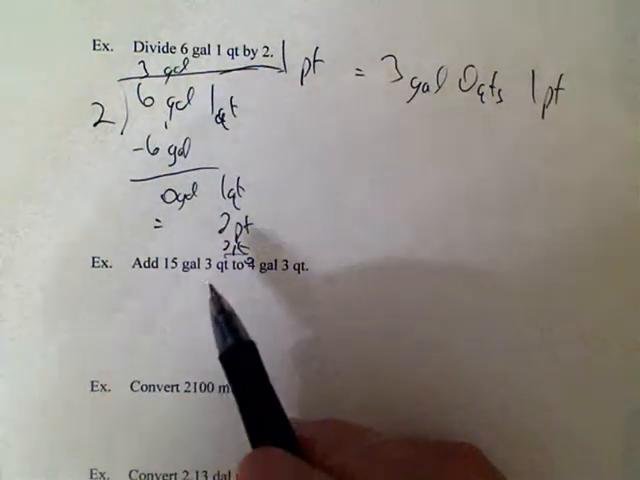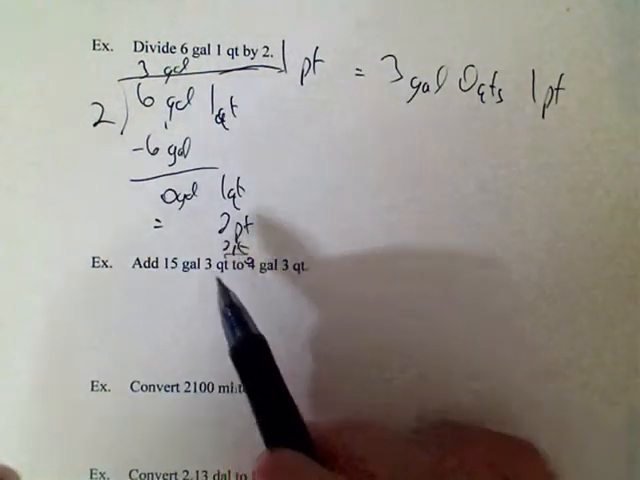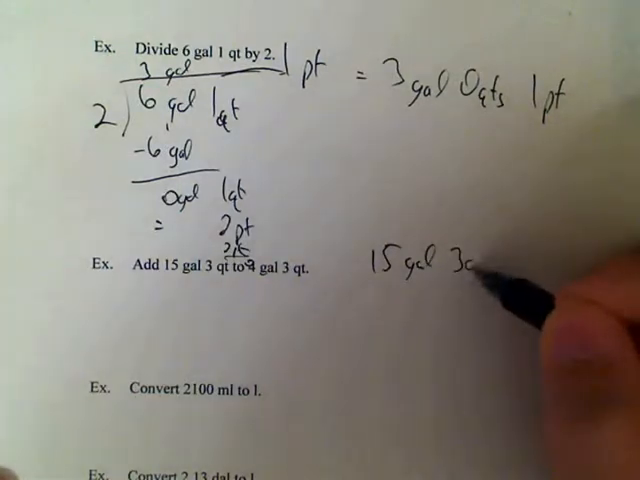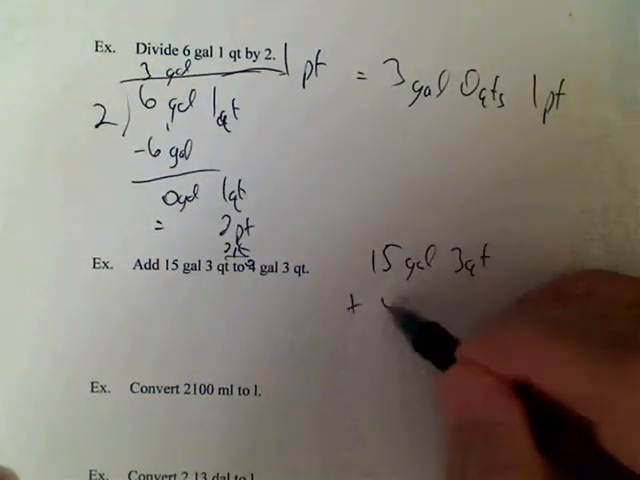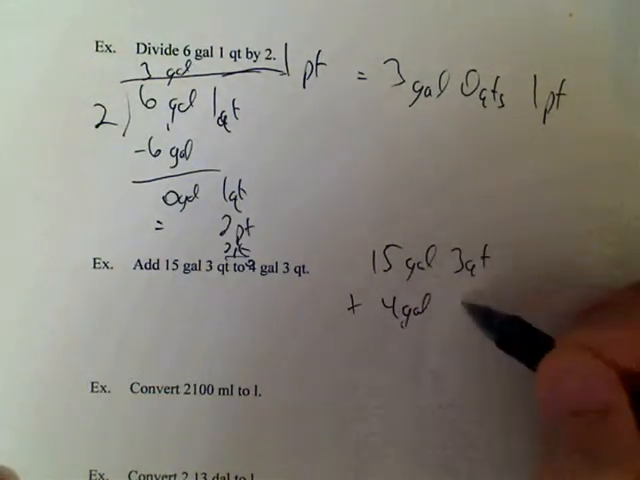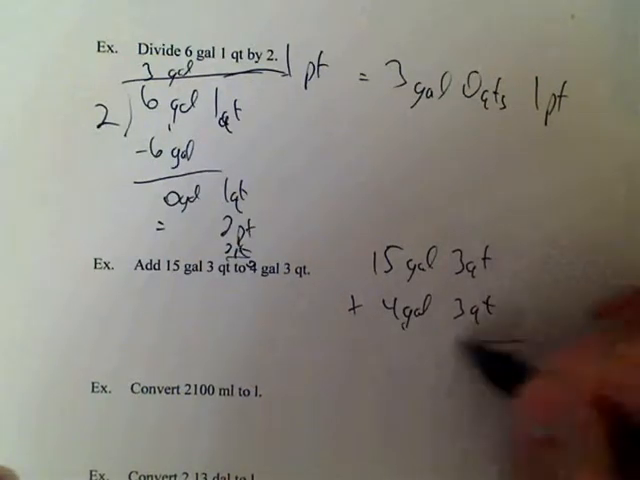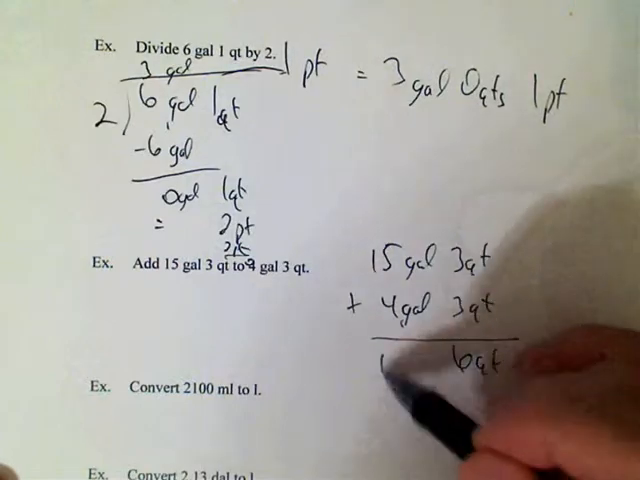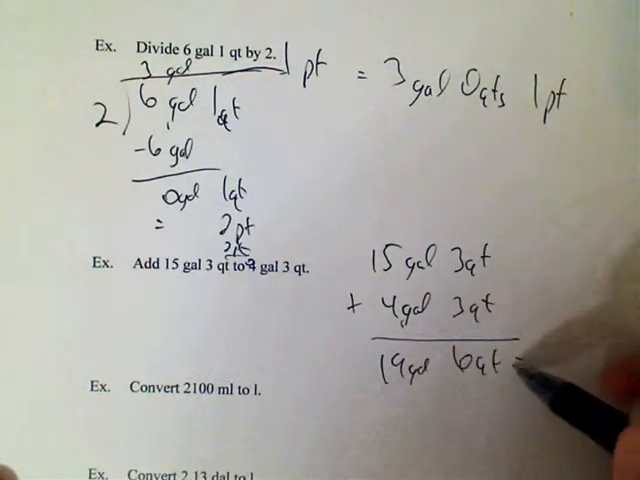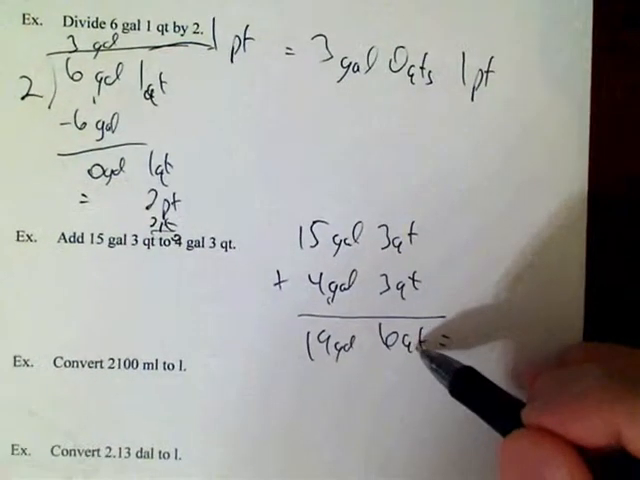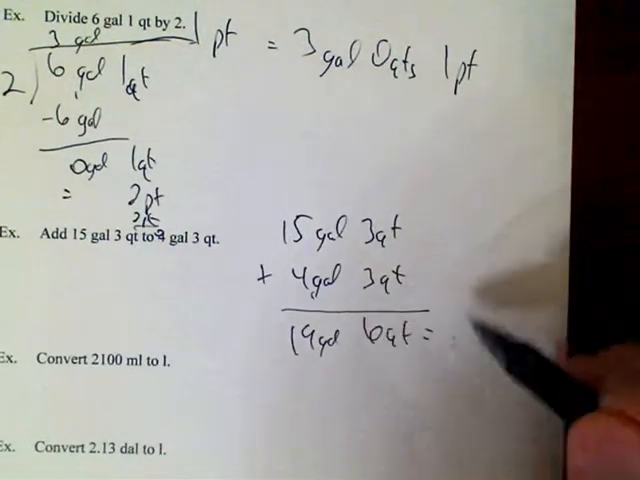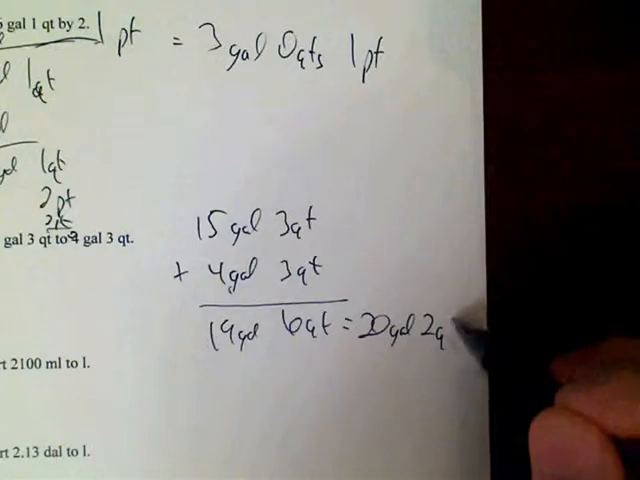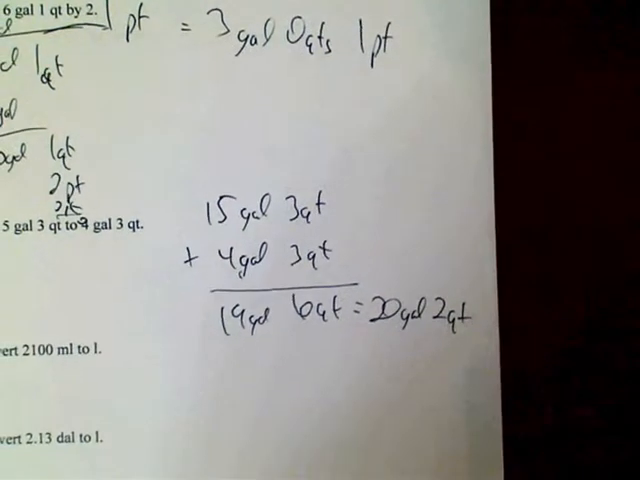Now let's add 15 gallons, 3 quarts to 4 gallons, 3 quarts. So we've got 15 gallons, 3 quarts. We're going to add that to 4 gallons and 3 quarts. So let's just add. We get 6 quarts here, 19 gallons there. Let's do it quickly. The first 4 quarts makes a gallon. So that's 20 gallons total, with 2 quarts that remain. If you can do the work in your head, please do so.